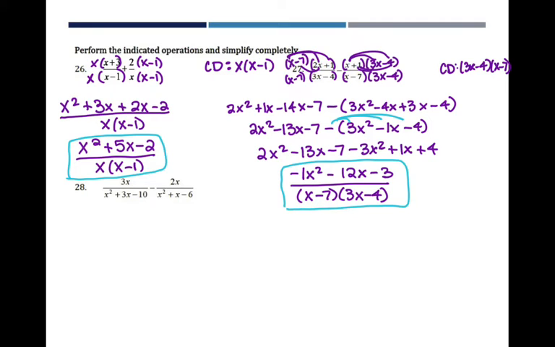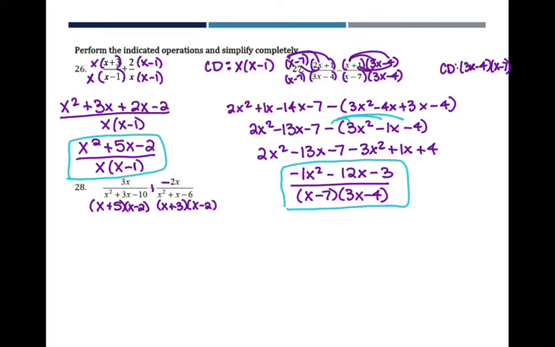All right, 28. So 28, I'm going to start by factoring both denominators. So two numbers that multiply to -10 and add to 3 are 5 and -2. Over here, two numbers that multiply to -6 and add to 1 are 3 and -2. I'm going to go ahead and change this to a plus and attach the negative to the 2x.